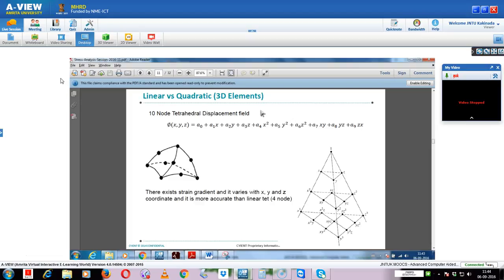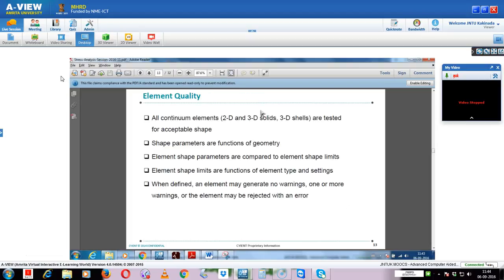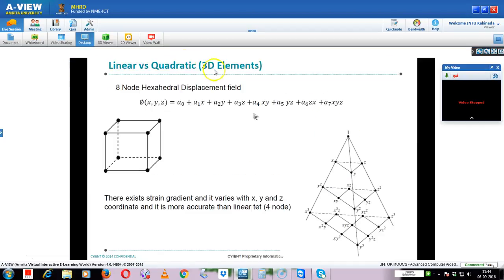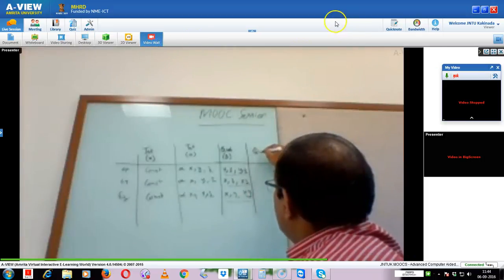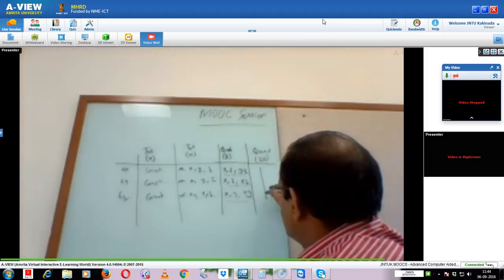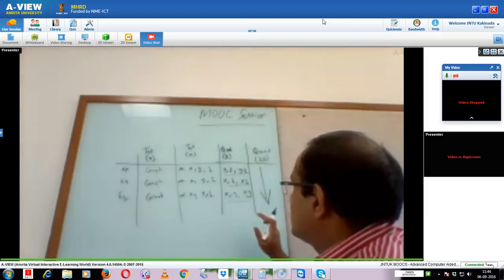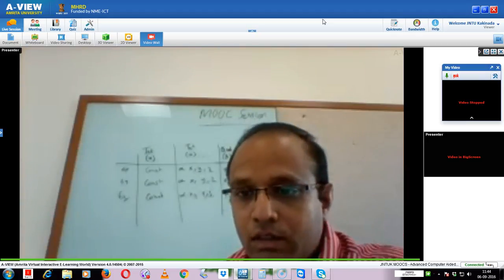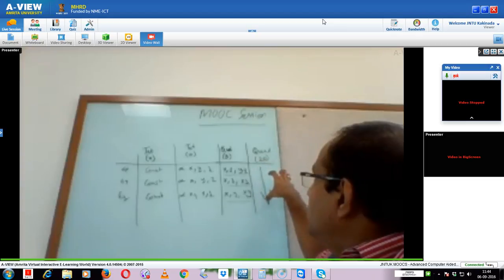So I want you people to work on the 20 node. What are the dependencies? You guys work on this as an example problem and try to solve this one. Okay, what are the dependencies for the 20 noded quad?